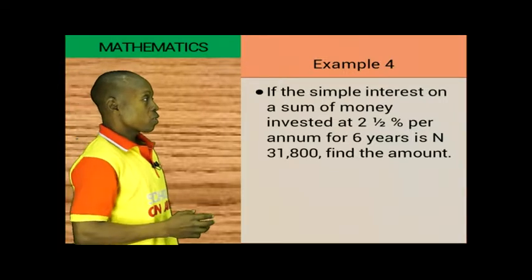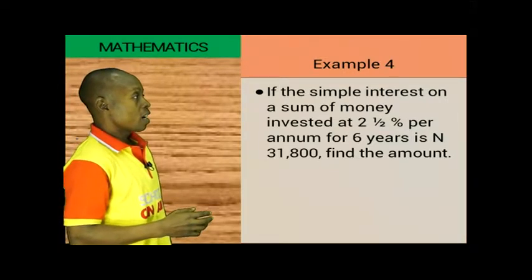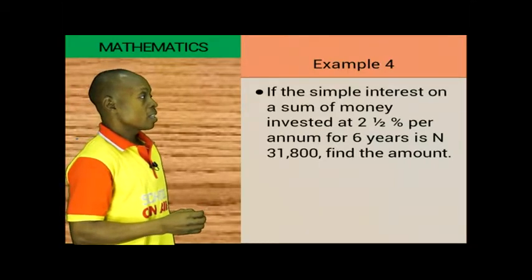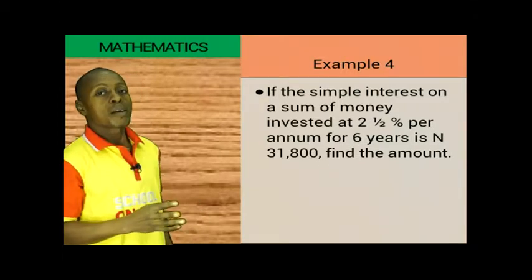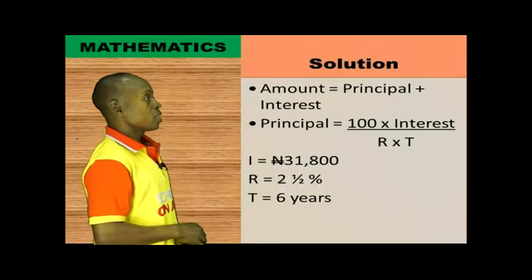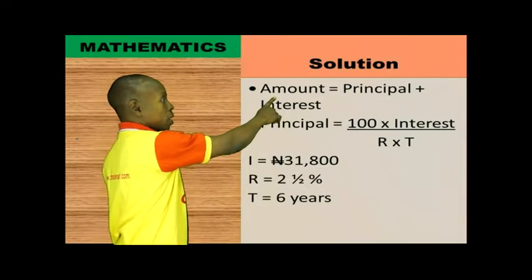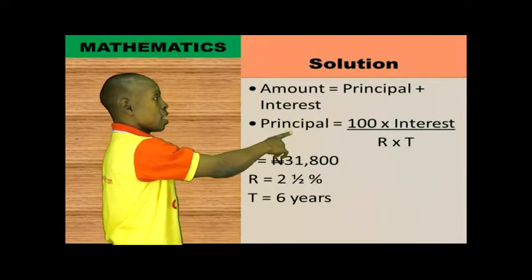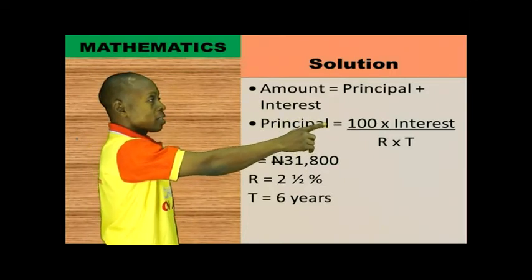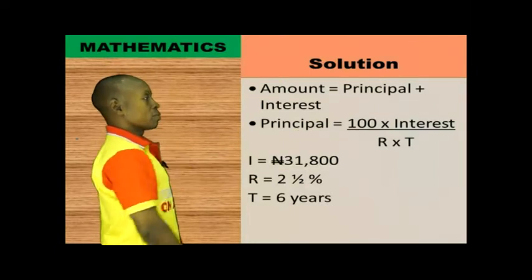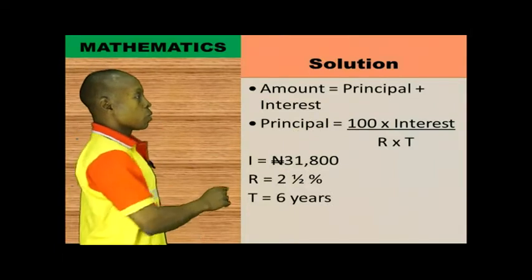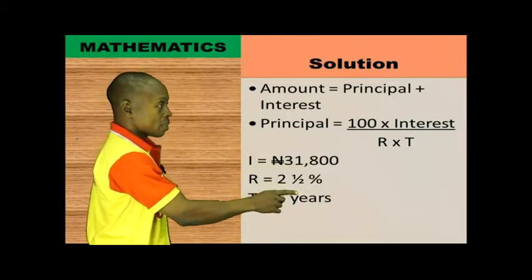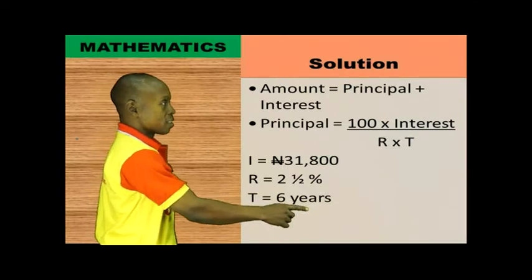So when you look at the question, you are not given the principal. So you have to get the principal before you can get the amount. Now, this is the formula: amount is equal to principal plus interest. Take note of that. And the principal is equal to 100 times interest all over rate times time. That's the formula for principal. Now, here we have the interest to be 31,800, the rate is 2.5%, and the time is 6 years.